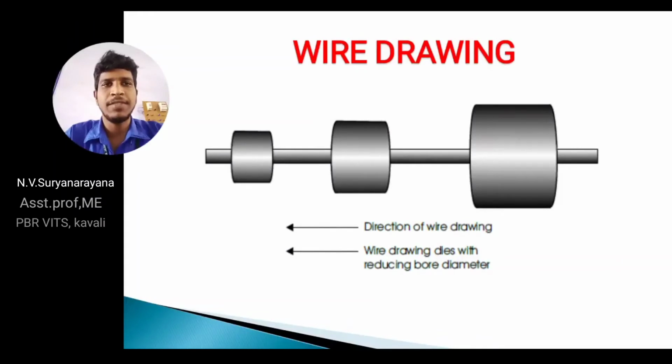Next, this is the figure for wire drawing. In this figure, I am showing the dies having three different diameters, and the direction of wire drawing is shown here. The dies have reducing bore diameters: the first one is larger, the second one is medium, and the third one is smaller. After passing the metal through successive dies, the diameter of the wire or rod is reduced.